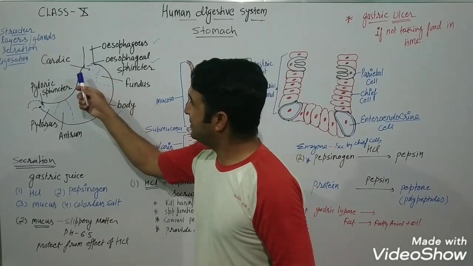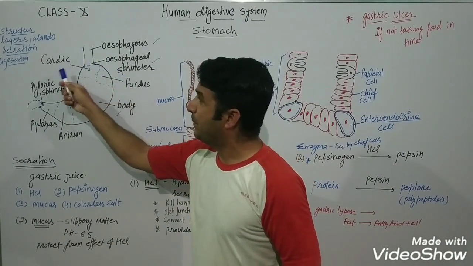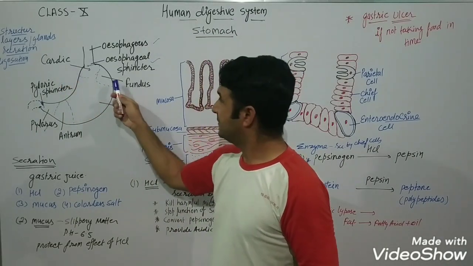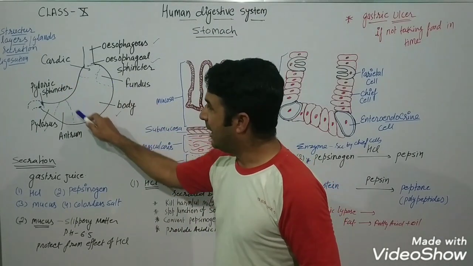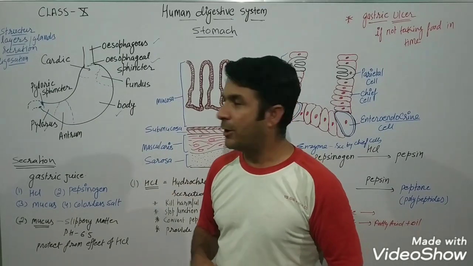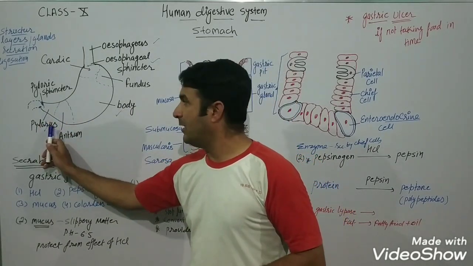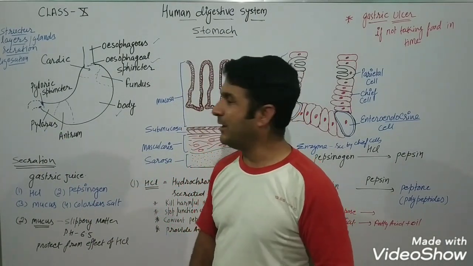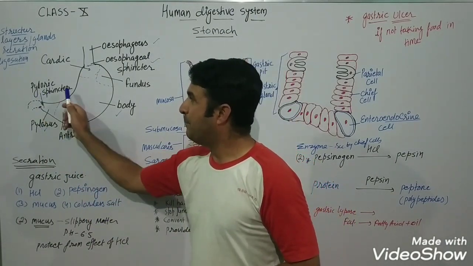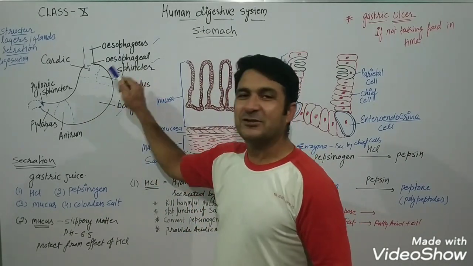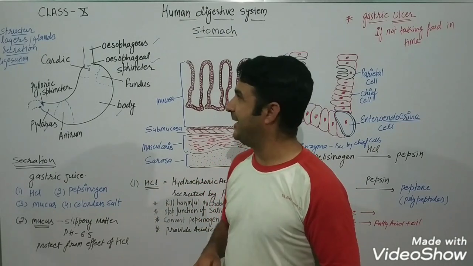Okay. Just after the esophageal sphincter area, the beginning part of the stomach is called cardiac. Then fundus, the largest area is body. Then antrum, and the last area is called pylorus. Okay, the pylorus area has the pyloric sphincter. Right? So let's see the function of all of these in detail.